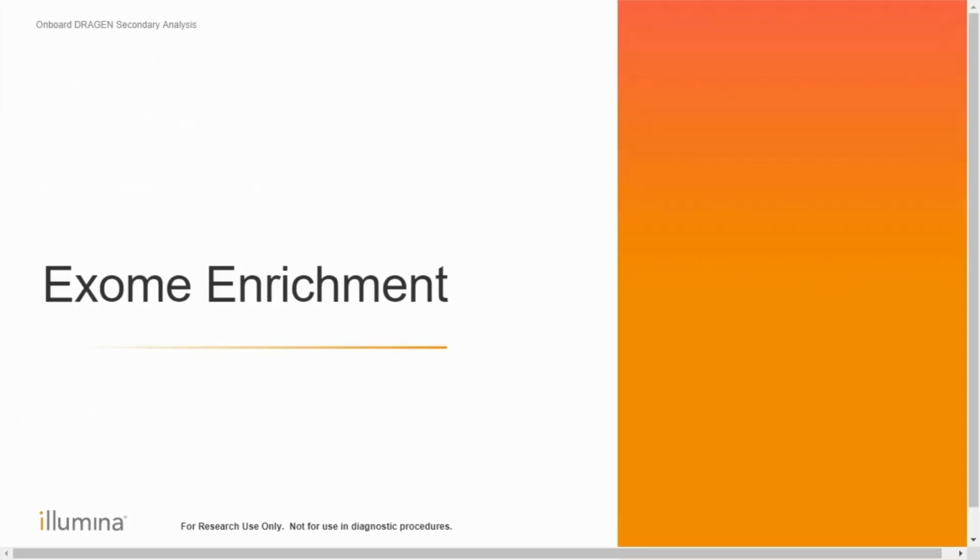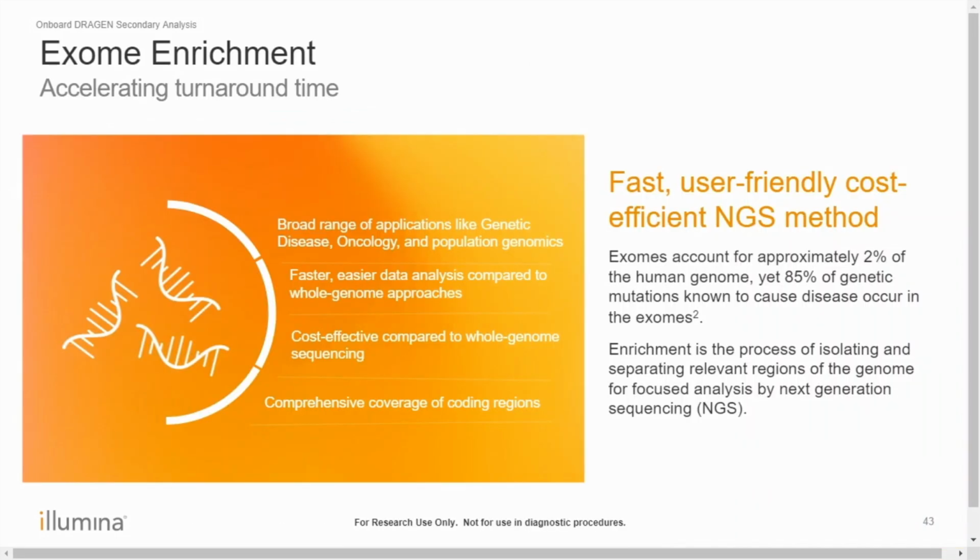Now let's go into one of the key application areas, enrichment. Exomes account for approximately 2% of the human genome, yet 85% of genetic mutations known to cause disease occur in the exomes. By using exome enrichment, you can isolate and separate relevant regions for focused analysis.